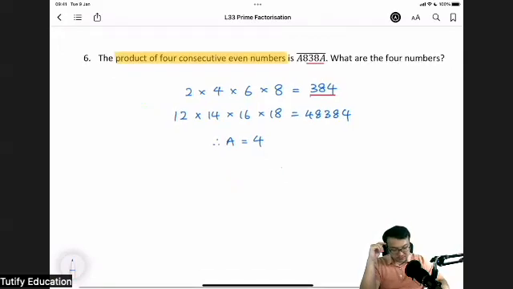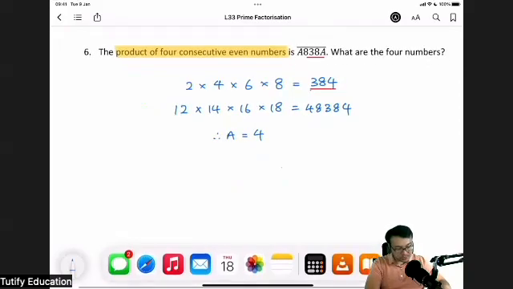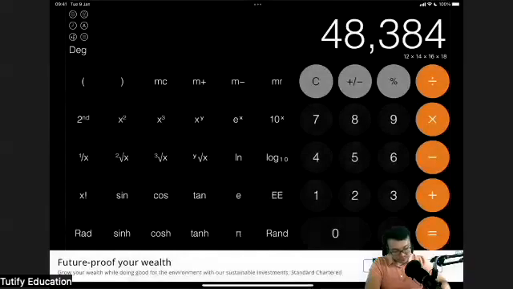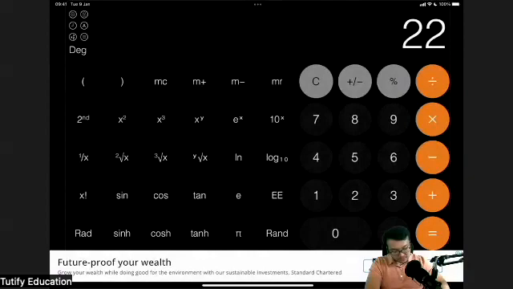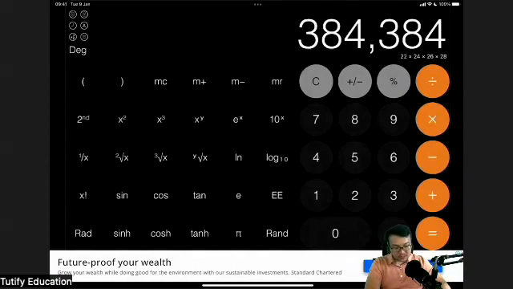Good job. So what do you mean you just add a 1 in the front? Yes, I actually added a 1 in front of each. Why do you add 1? Why not add 2? Yes, you can, but it will be too big. You can do 22 times 24, 26, 28. You will still get 384, 384, but that's already a 6-digit number, correct? And this is only a 5-digit.